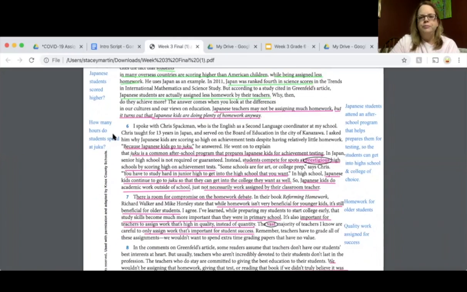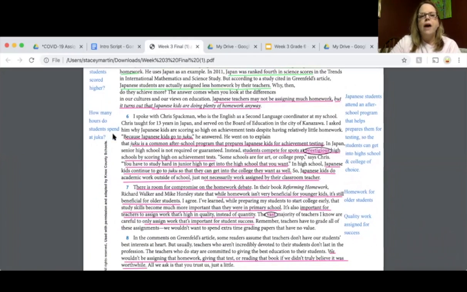All right. I spoke with Chris Spackman, who is the English as a second language coordinator at my school. Chris taught for 13 years in Japan and served on the Board of Education in the city of Kanazawa. I asked him why Japanese kids are scoring so high on achievement tests, despite having relatively little homework. Because Japanese kids go to Juku, he answered. He went on to explain that Juku is a common after-school program that prepares Japanese kids for achievement testing.